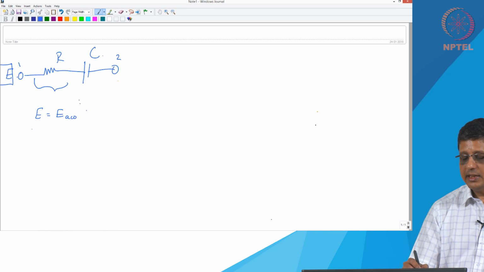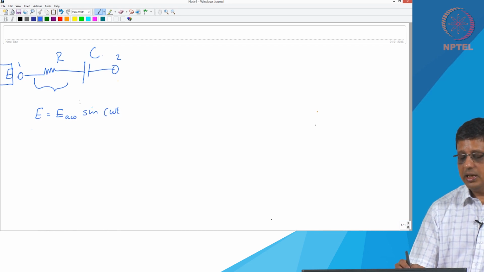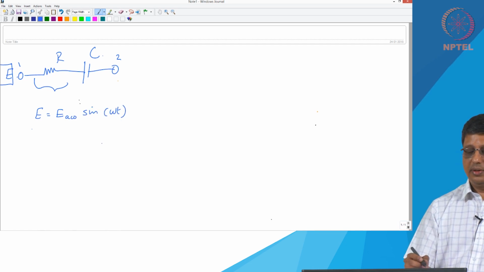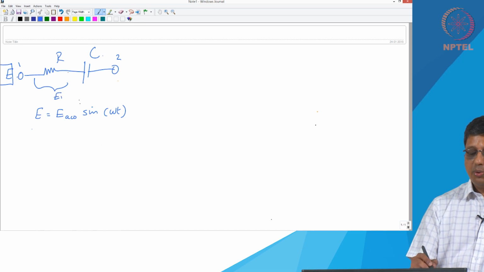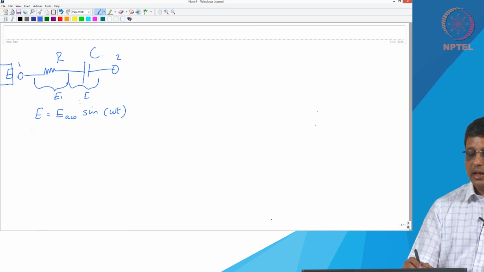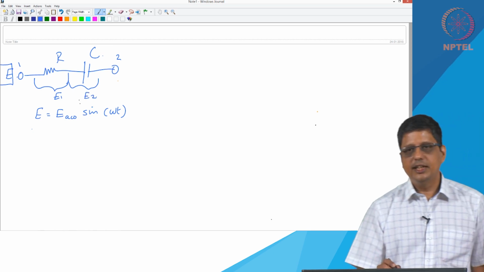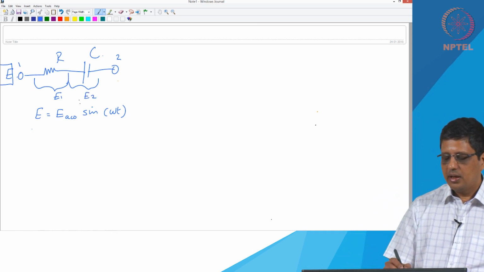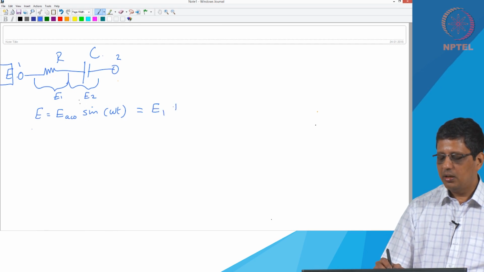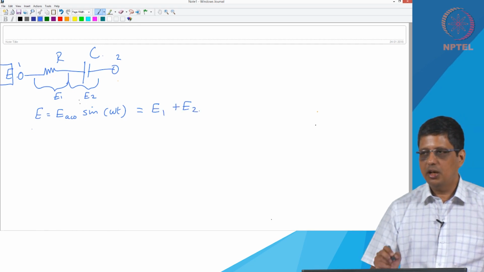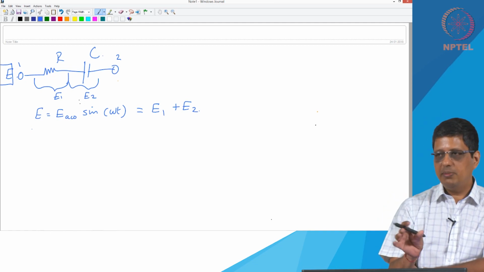We will write it as EAC 0 sin omega t. The potential drop across the resistor we call E1, and across the capacitor we call E2, and we can write the total potential drop is going to be the sum of E1 and E2, the algebraic sum of E1 and E2.